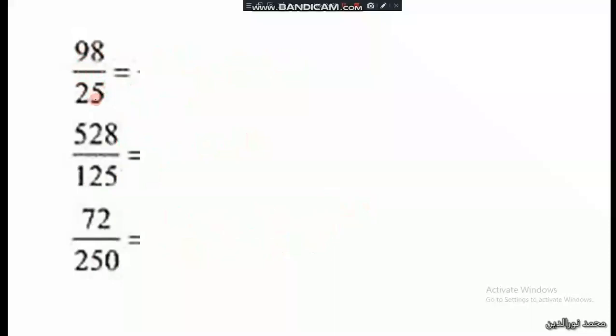Here we have 98/25. 25 is multiplied by 4 to have 100. Then we have 4 times 8 is 32, so it's 32. 4 times 9 is 36, plus 3 is 39. And as a decimal number, we have 2 zeros, 2 decimal digits, so it's 3.92.